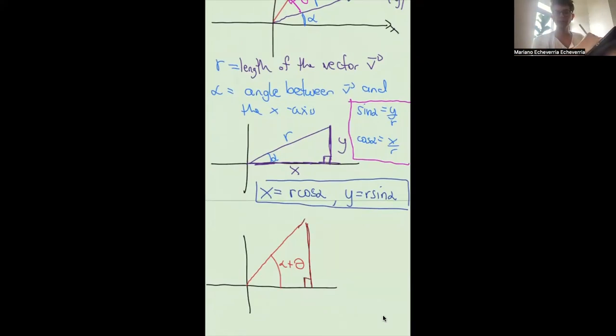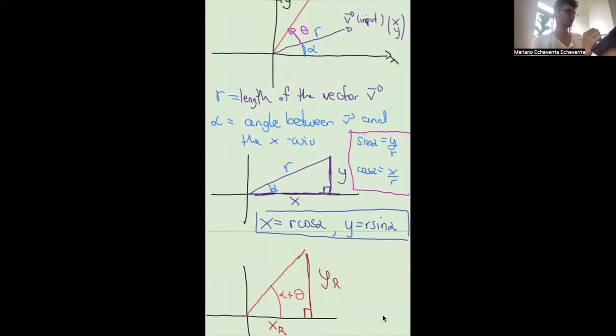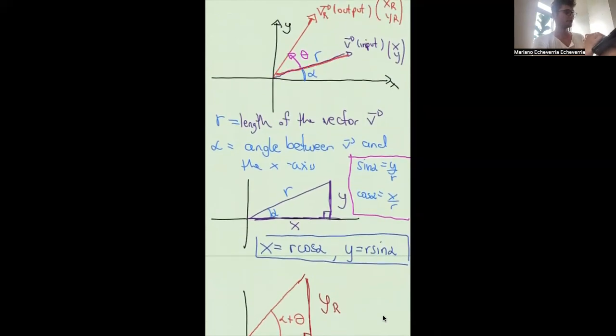Now, the vertical entry is called y sub r, and the horizontal entry of this triangle is called x sub r. That's by how we define things. And here's another important thing to notice: what should be the length of this hypotenuse? Going back to the original picture, we're taking this vector and rotating it to this new vector. When you rotate a vector, what happens with the length of the vector?